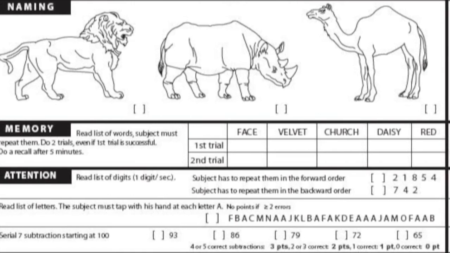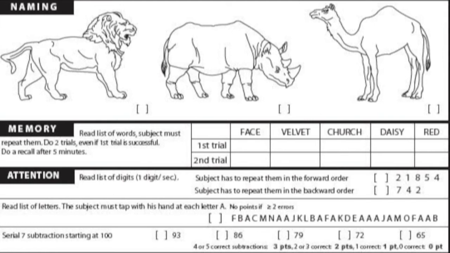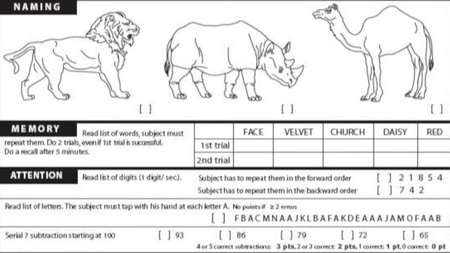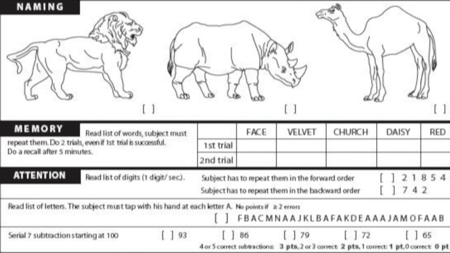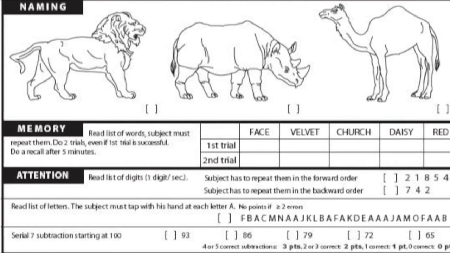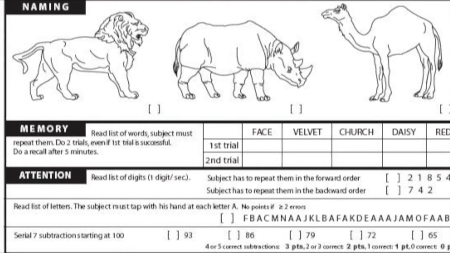Vigilance. The examiner reads a list of letters at a rate of 1 per second and asks the client to tap their hand each time they hear A. 1 point is given if there are 0 to 1 errors. Serial 7. The examiner asks the client to count backwards from 100, subtracting by 7.